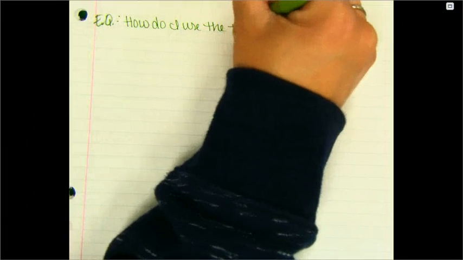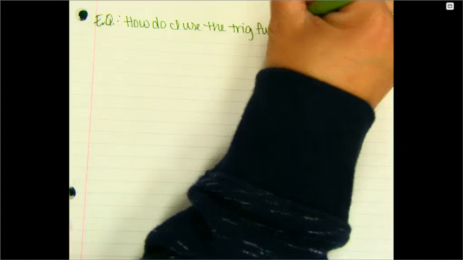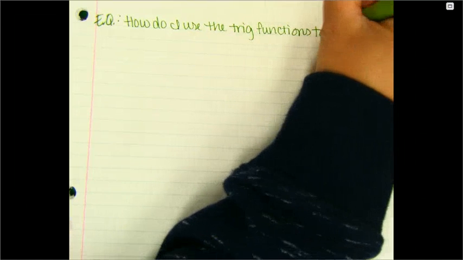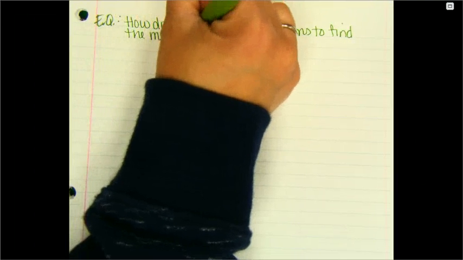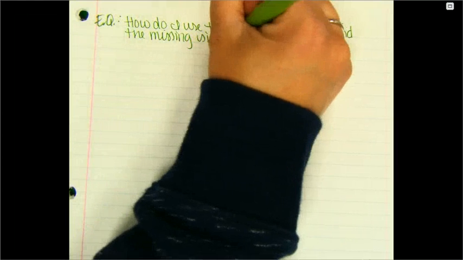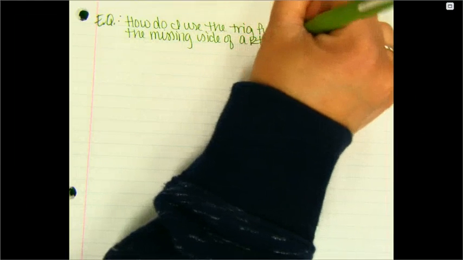I changed your topic a little bit. It's the same thing. All right, essential question. Now, we're not actually solving today. We will solve tomorrow. Today, we're just going to set up. But I will still ask: how do I use the trig functions to find the missing side of a right triangle?